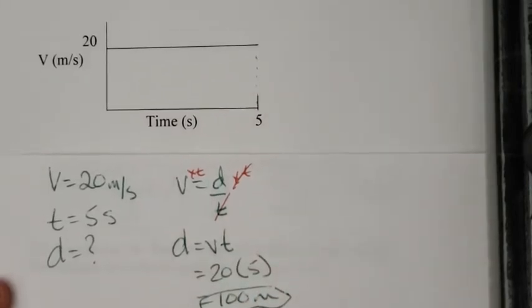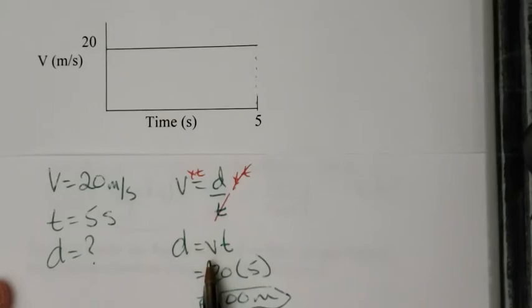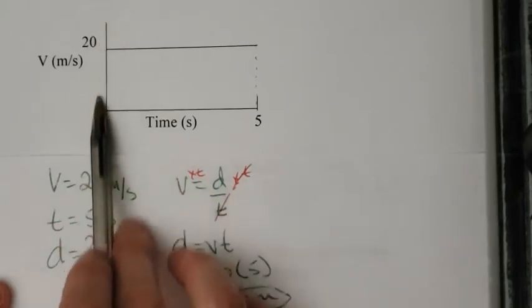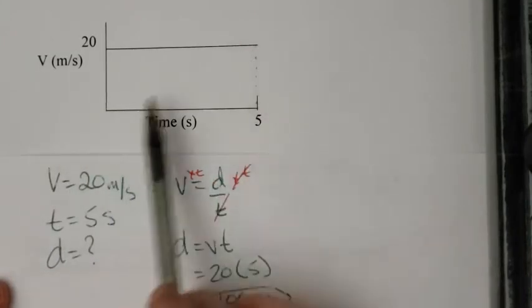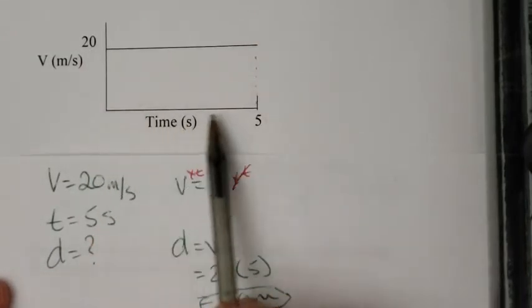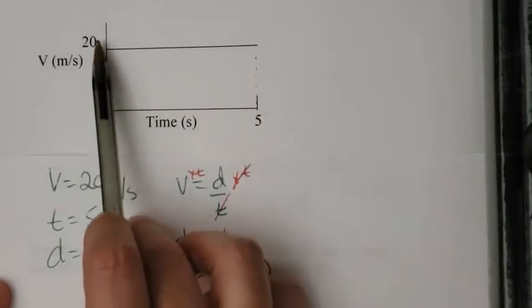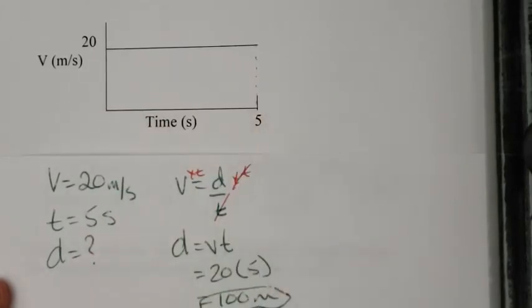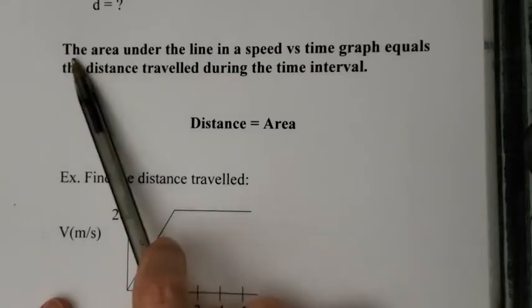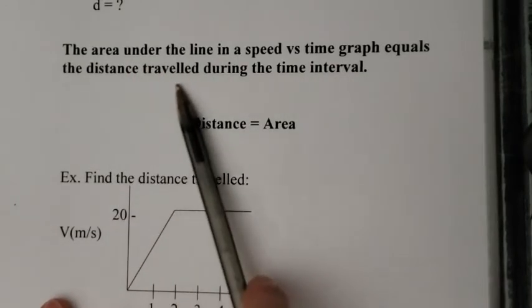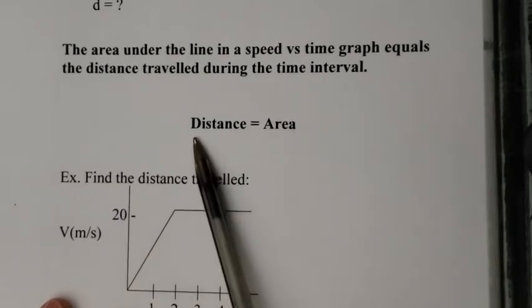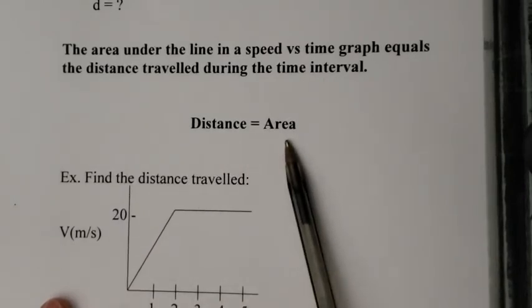Now when I look at the graph, there's another formula that looks just like this, where I multiply this side, and that's area. So the area of a rectangle, because this graph kind of makes a rectangle with the x-axis, would simply be the length times the width, 20 times 5. And that's exactly how we find distance when we look at these graphs. So the area under the line in a speed time graph equals the distance traveled during the time interval. So my distance is equal to the area.